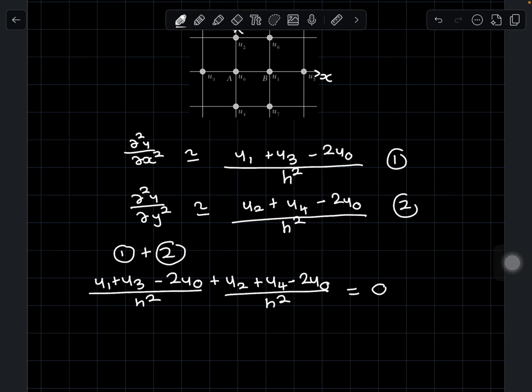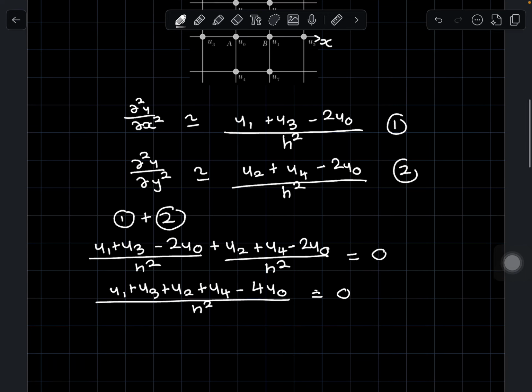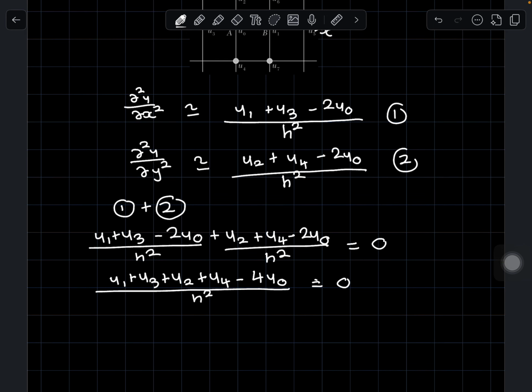Now we want to combine these ones. So what are we going to have? We're going to have u1 plus u3 plus u2 plus u4 minus 4 u naught. We collected like terms. Everything over h squared equals 0. And then we get rid of the fraction. If we multiply by h squared both sides, we're going to end up having u1 plus u3 plus u2 plus u4 minus 4 u naught equals 0.